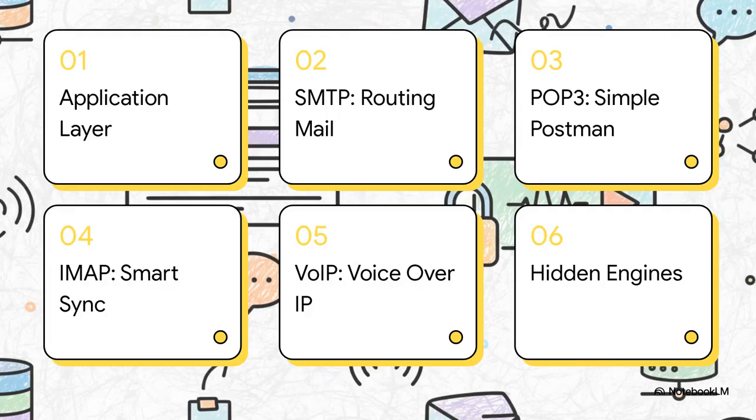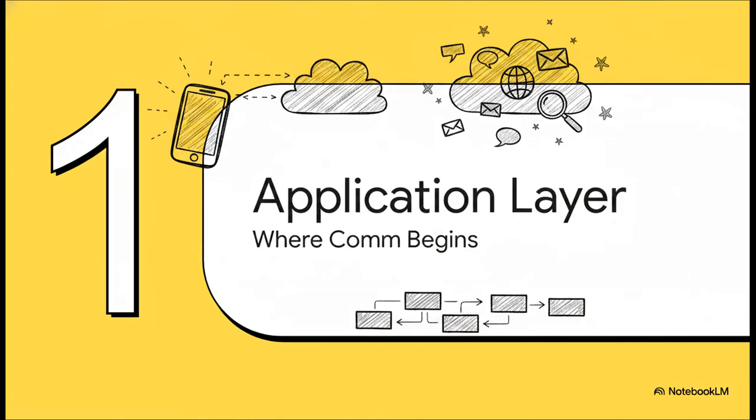So, here's our game plan. We're going to break down this alphabet soup of networking acronyms step by step. We'll explore the application layer, how SMTP routes the mail, POP3, IMAP, and Voice over IP before bringing it all together to understand the internet's hidden engines. Let's kick things off right at the top with the application layer.